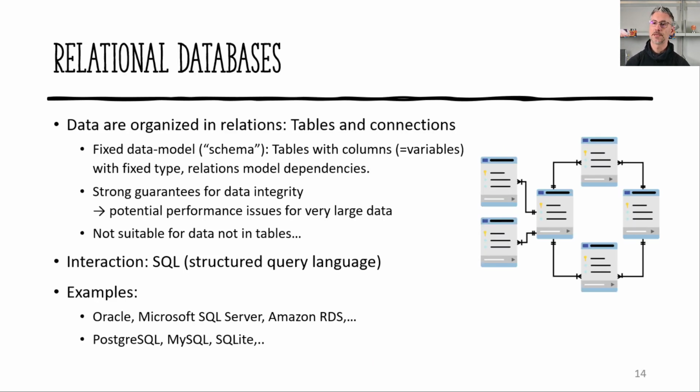So what are relational databases? That means the data are organized in relations, hence the name. So that means we have different tables, and these tables are interconnected. This data model is fixed, so we have a so-called schema that defines which tables we have, which columns that correspond to variables we have, and these columns have a fixed type. And then we connect these tables. This is how these databases allow us to have strong guarantees for data integrity.